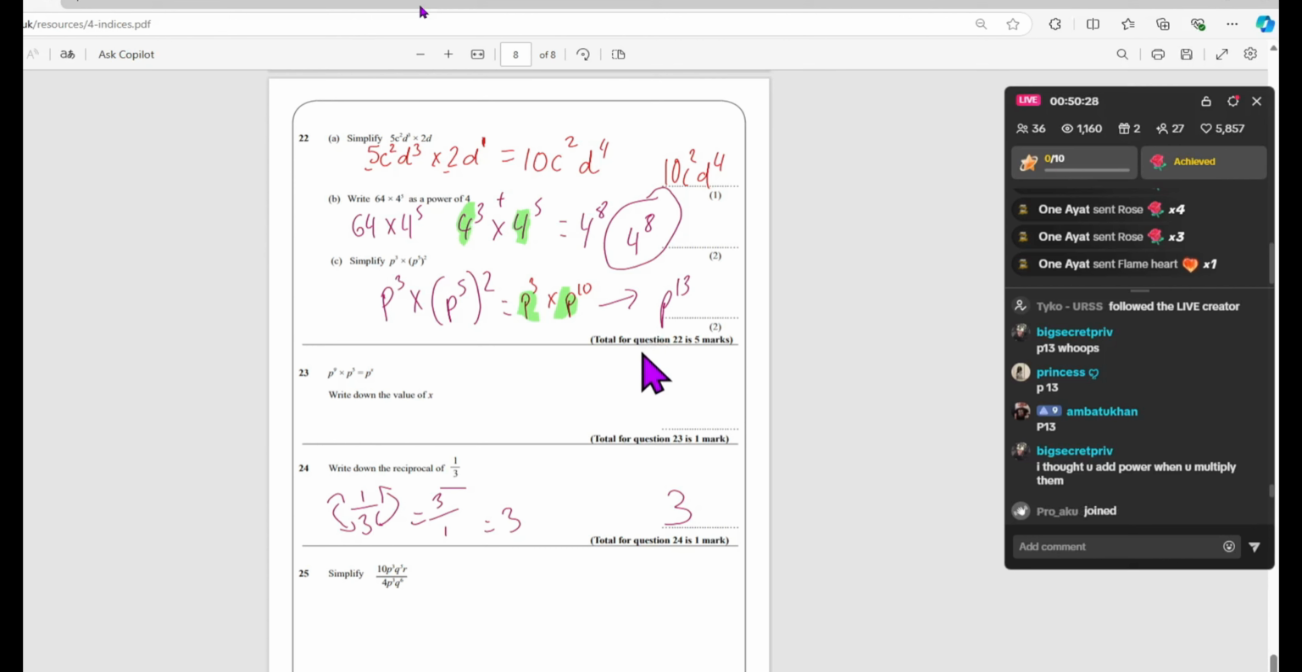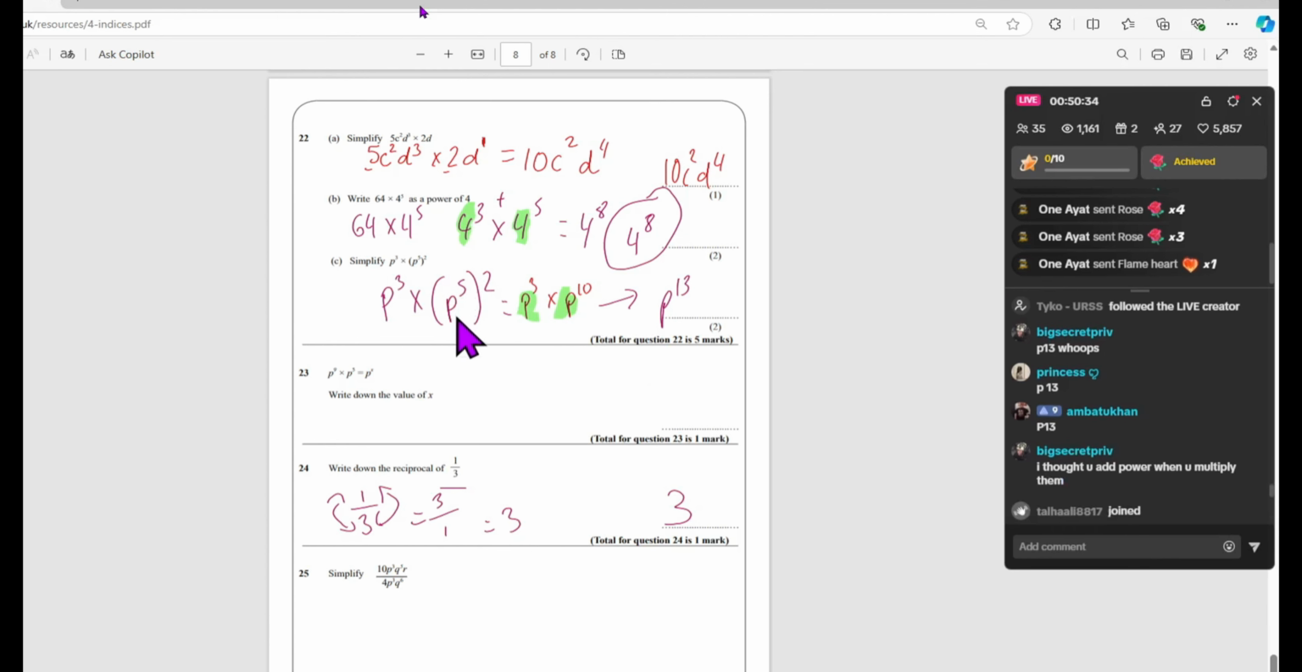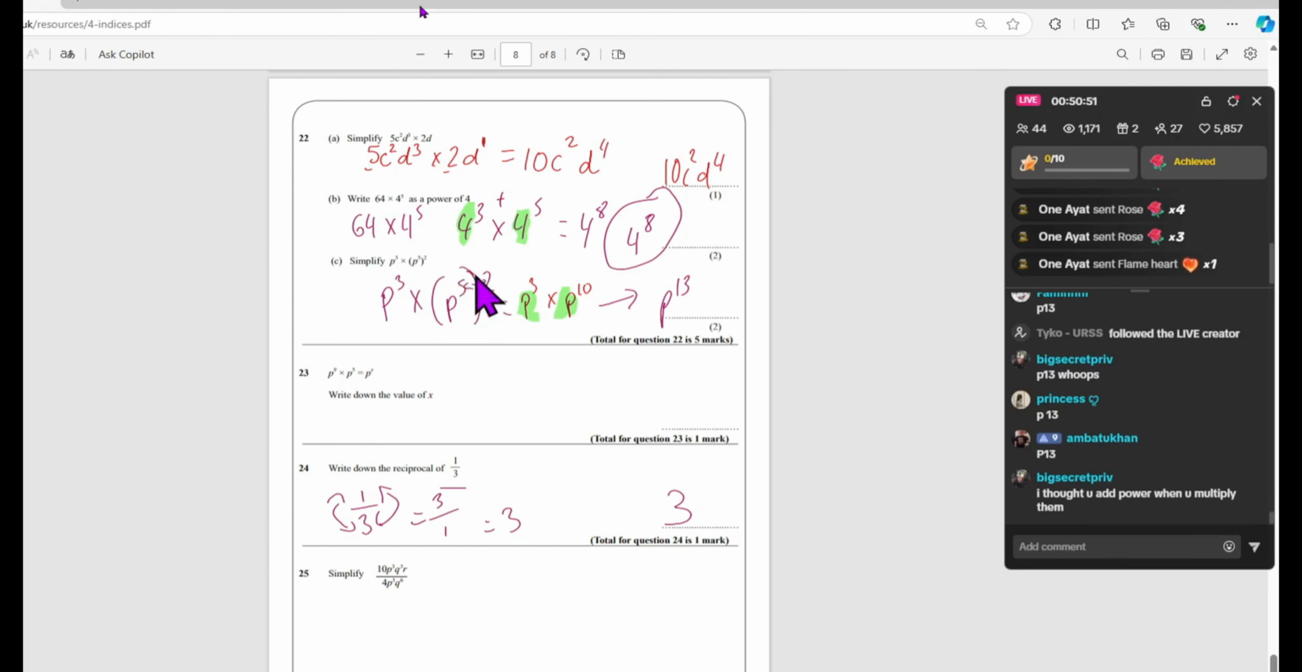Yes, we add the powers when we multiply them. But this is a different method. When we have a power to a power, so two powers together, like one outside of a bracket and one inside the bracket, we multiply them, okay?